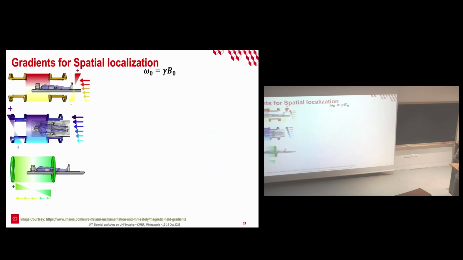Now we need an additional ingredient to make an image, and this relies on what we call the gradients, used for spatial localization. We have three different gradients along the three different directions or dimensions, as illustrated here. How are we going to use these gradients? Remember the Larmor equation: we add linear gradients along the different spatial dimensions, and by doing so we vary the Larmor frequency as a function of position. So we establish a one-to-one mapping between a Larmor frequency and a spatial position.